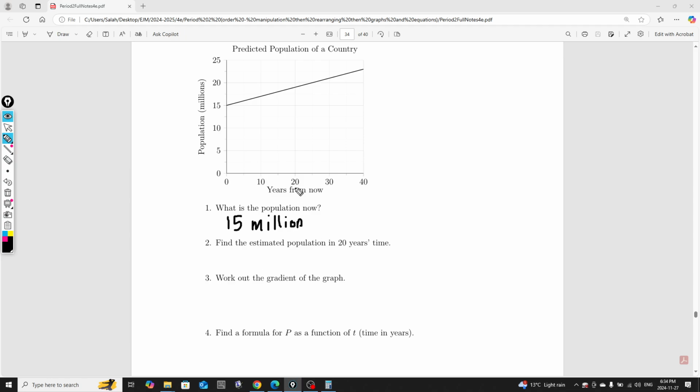Now find the estimated population in 20 years time. Okay, so that means 20 years from now, what's the population? You're going to do the same thing. You're just going to find the x value where this is 20, right? So this right here. And then you're just going to go all the way up until you hit the graph. There we go. Now, this to me looks like it's just slightly above the halfway point between 17.5 and 20. Now that halfway point is 18.75, so it looks like it's just above 18.75, so I'm going to say it's about 19 million.